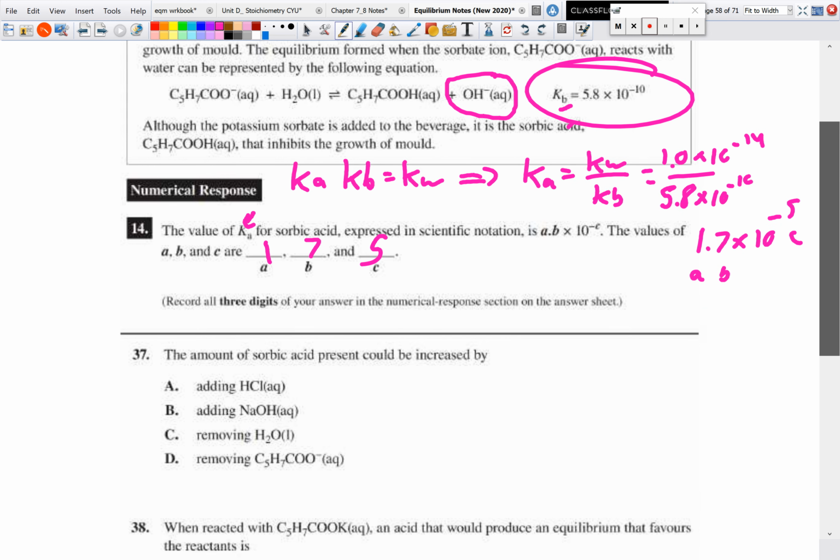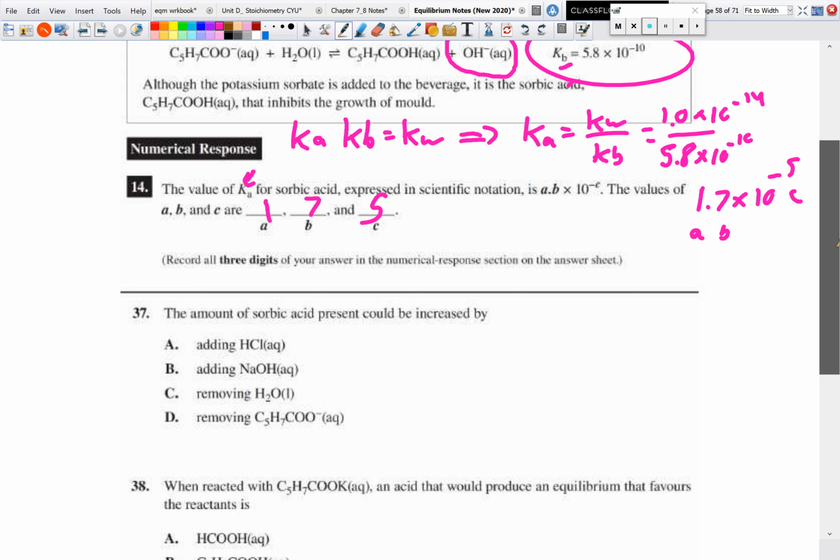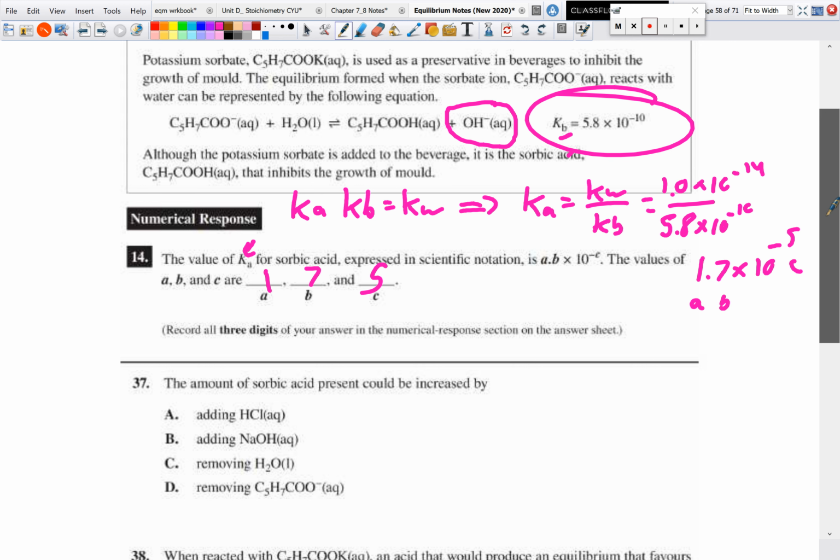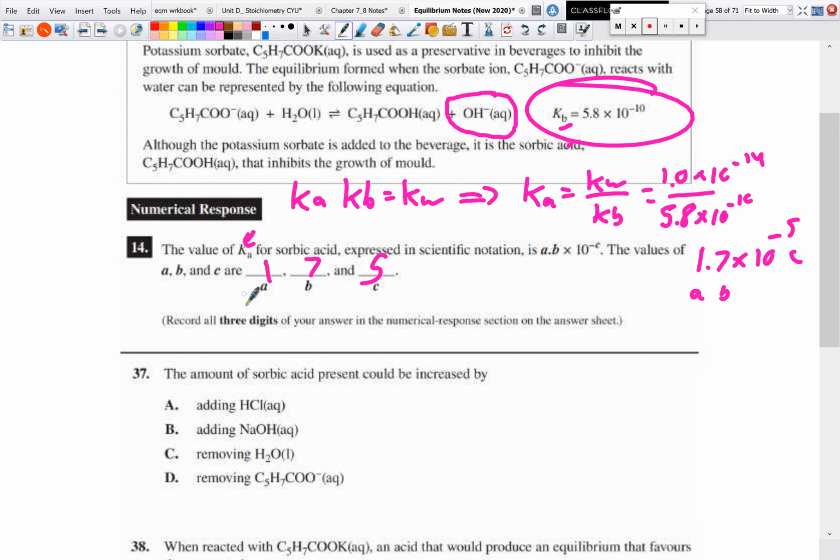All right, now for 37, the amount of sorbic acid present could be increased by. So this is a Le Chatelier's principle question. Remember, adding HCl is also the same thing as adding H3O+, because that is a strong acid. We add sodium hydroxide, we remove H3O+, or we remove C5H7COO negative. We're going to go through each one of these and figure out which way Le Chatelier's principle will push it. And of course, sorbic acid is this one right here, so we're trying to shift equilibrium to the right.